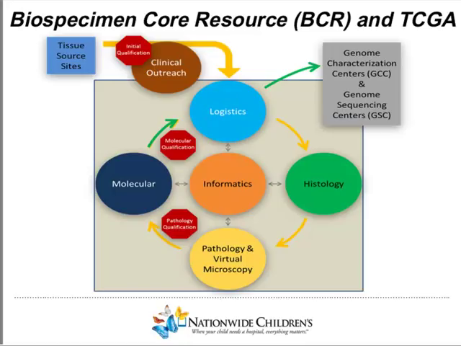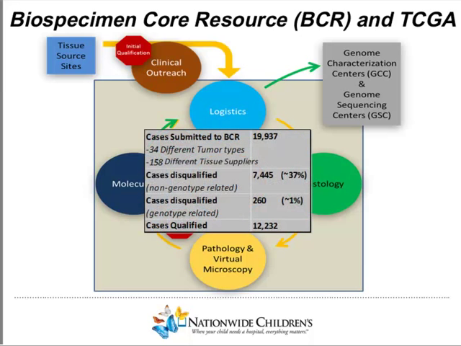So at this point, TCGA has pretty much reached its end, and so we can take a look back at the volume of cases that came through the pipeline. I'm showing some numbers here where we ultimately received 34 different tumor types, and within that there were almost 20,000 cases that were submitted to this project. Those were provided by over 150 different tissue suppliers.